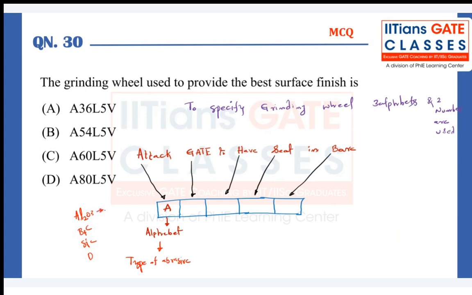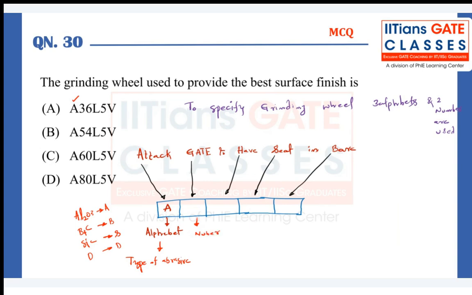If Al2O3 is used, A letter. If B4C is used, B letter. Silicon carbide is the next letter. So here A is there, so aluminum oxides are used. Next, "gate": it is a number, that means the grade of the grinding wheel.